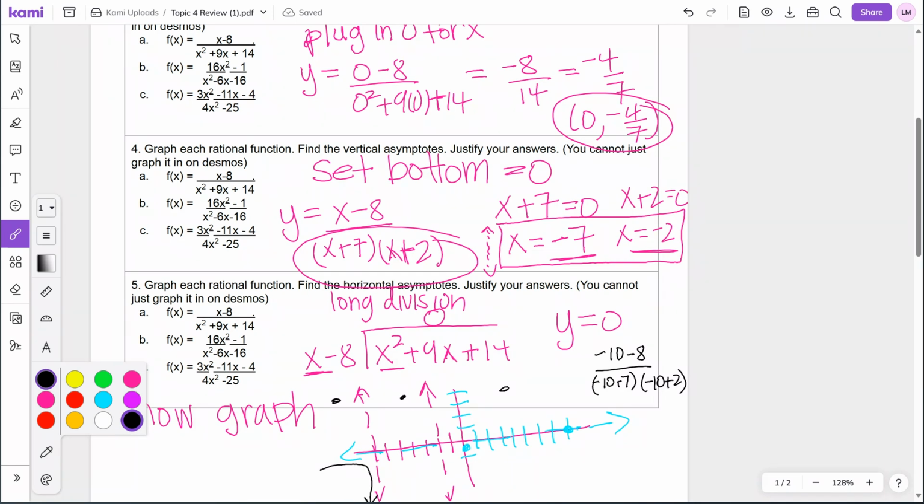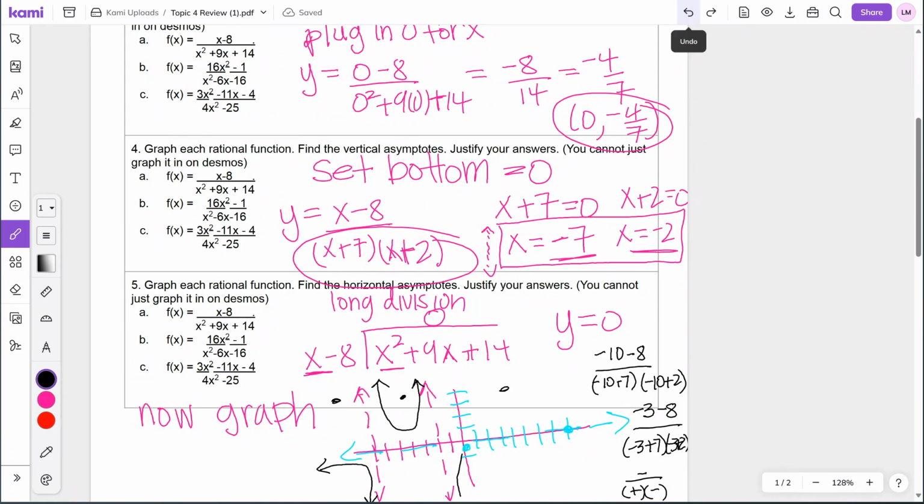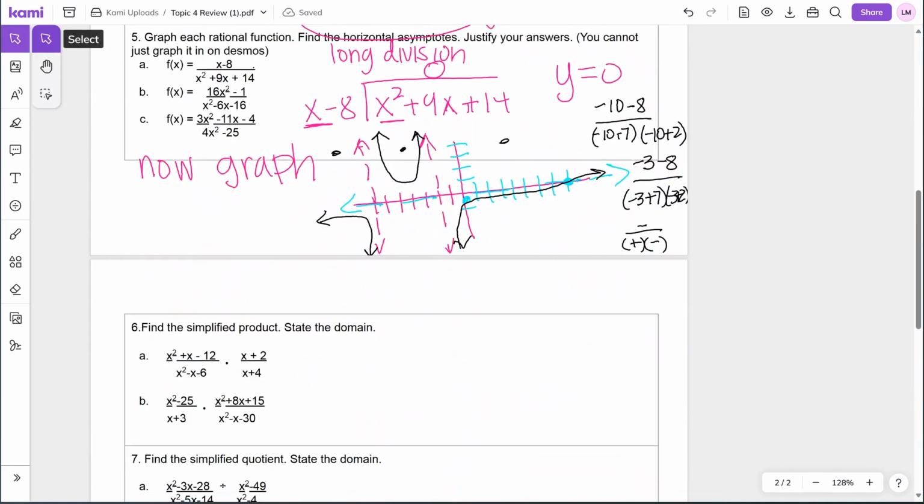So it's below. And then I plug in something between -7 and -2, like -3. So -3 minus 8 over -3 plus 7 times -3 plus 2. I end up with a negative on the top, positive here, and a negative there. That's 2 negatives, that's going to be positive. So I end up with a graph that looks something like that. And then it's going to go through my x-intercept and hover. Alright, so that's what my graph looks like. Again, you need to do that on your own paper.